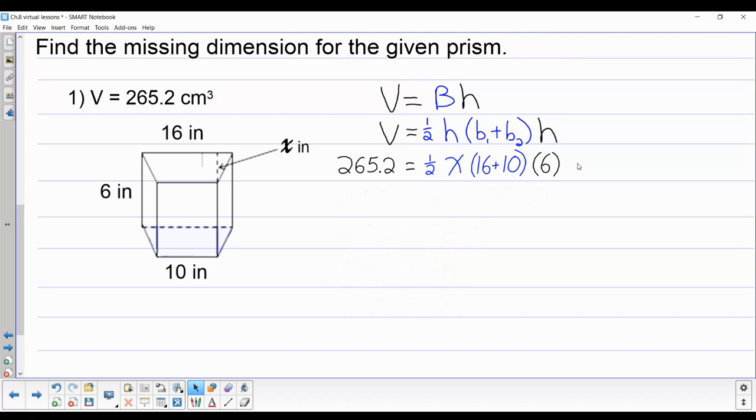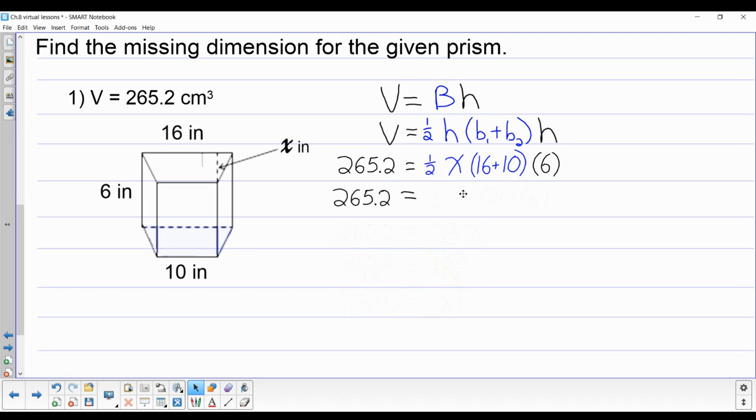Now that we have plugged in, the last step is to solve. Before we can solve the equation, we need to make sure that both sides are simplified. The left side is just 265 2/10. It is simplified. There are no like terms, there are no parentheses. But on the right side, we have like terms and parentheses. So we will simplify using the order of operations, or PEMDAS.